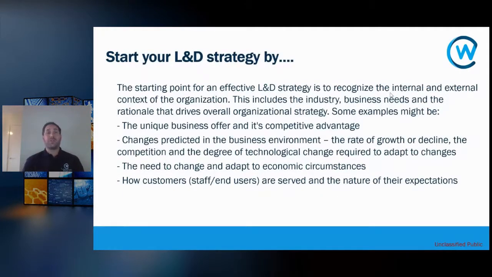So how can we start our L&D strategy? What can we do to improve what we're doing in our organizations? The starting point for an effective L&D strategy is to recognize the internal and external context of the organization. This includes the industry, the business needs, and the rationale that drives overall organizational strategy. Some examples may be the unique business offer and its competitive advantage, changes predicted in the business environment, the rate of growth or decline, the competition and the degree of technological change required to adapt to those changes, the need to change and adapt to economic circumstances, and of course how customers or our staff and end users are served and the nature of their expectations.